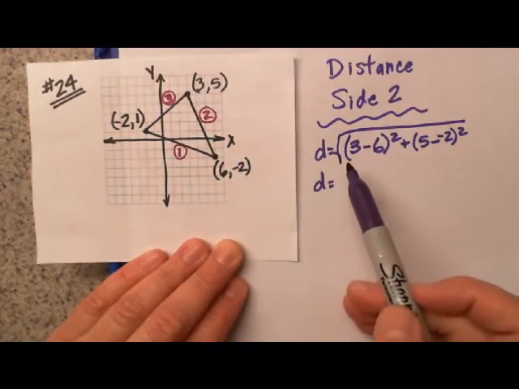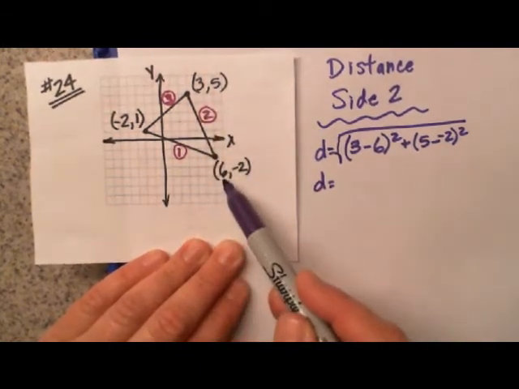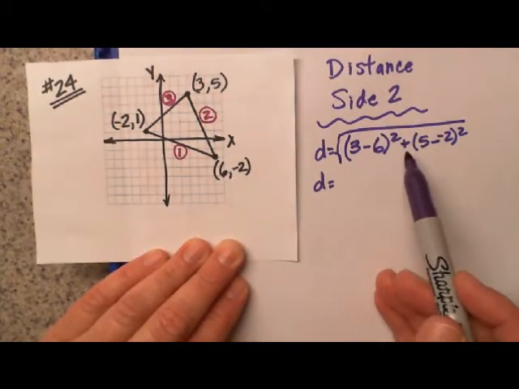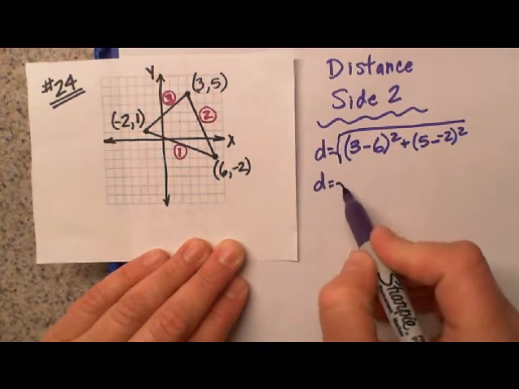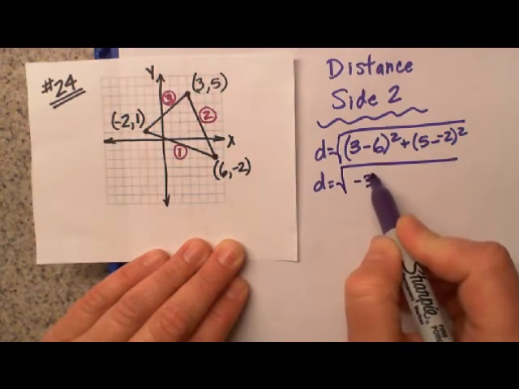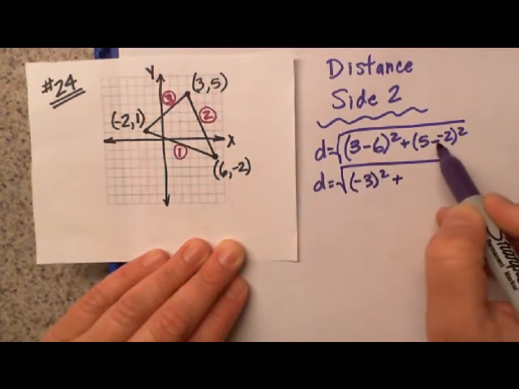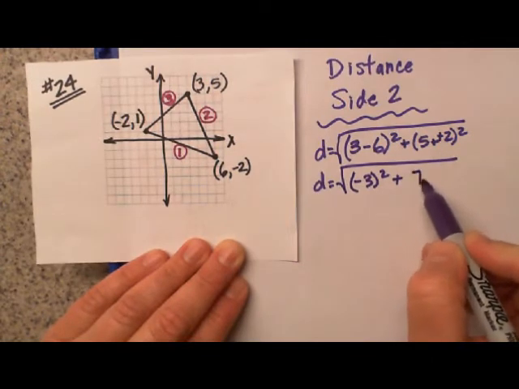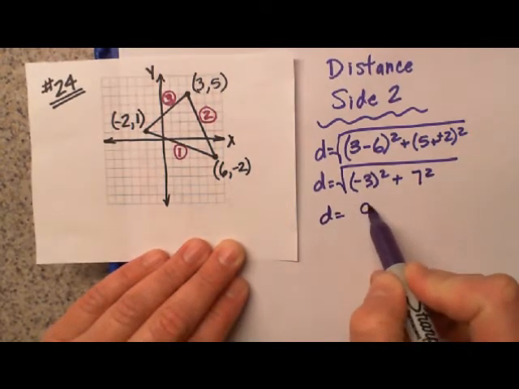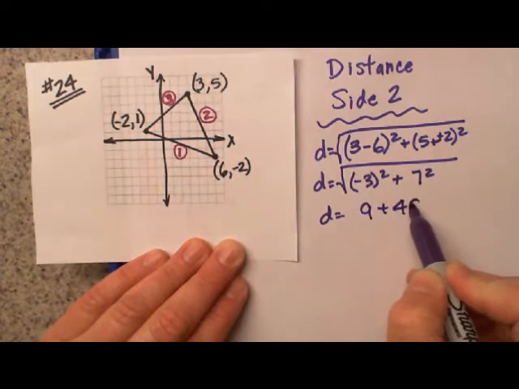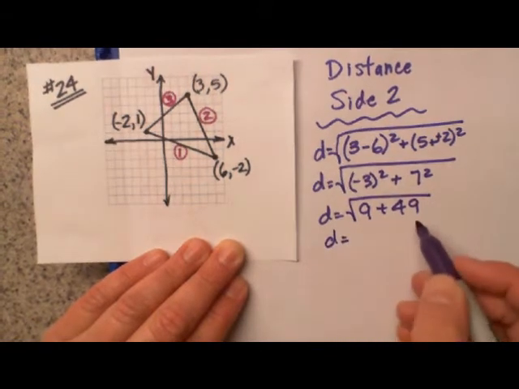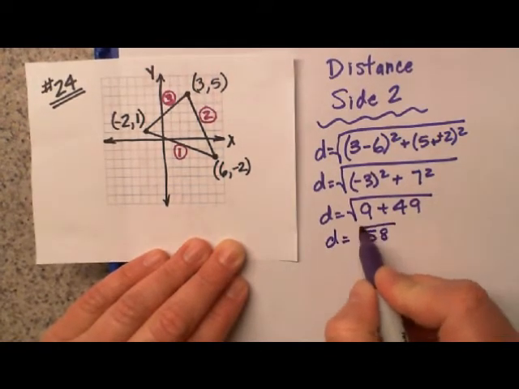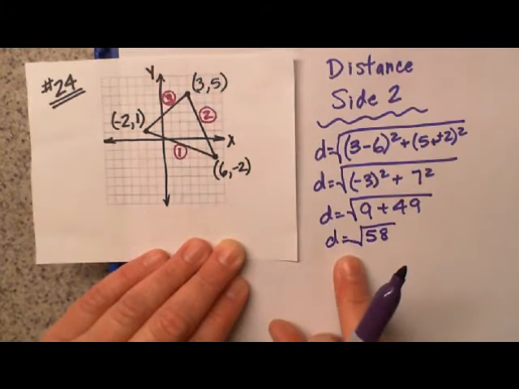To find the distance of side 2, I've taken 3 minus 6 and squared it, plus 5 minus this negative 2 and squared that. So I have negative 3 squared plus 7 squared. So my distance is 9 plus 49, so the square root of 58. The distance for side 2 is equal to the square root of 58.